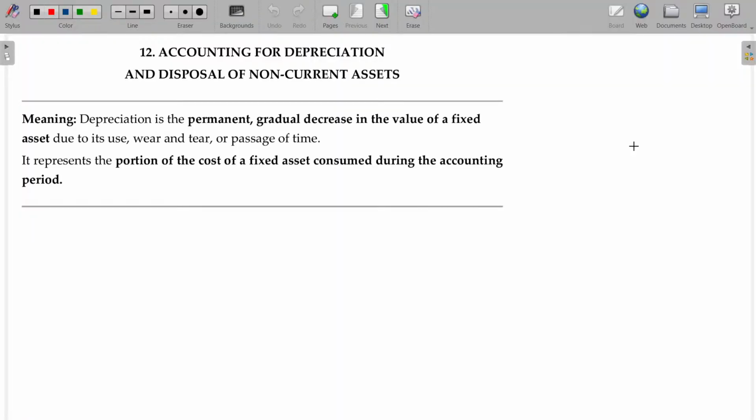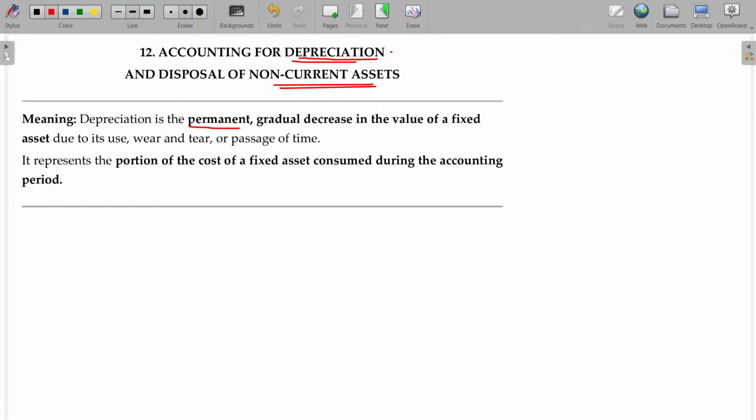Let's now start with accounting for depreciation and disposal of non-current assets. When we have non-current assets and depreciation is applicable, we have to calculate the depreciation and account for it. Sometimes later, if the asset is no more required or usable, it can be sold off. That is disposal of non-current assets.